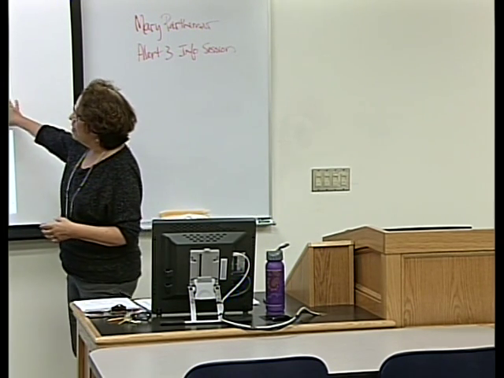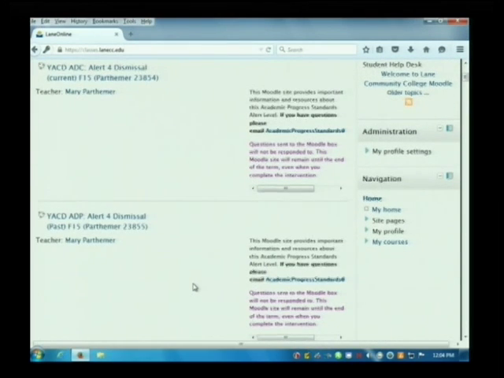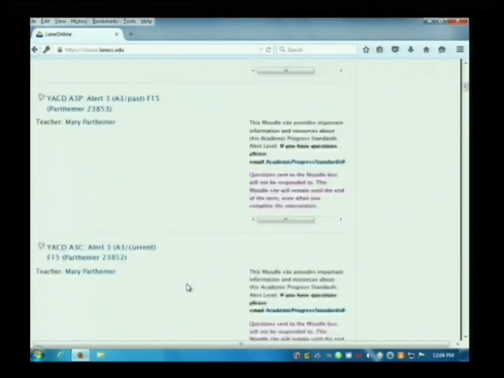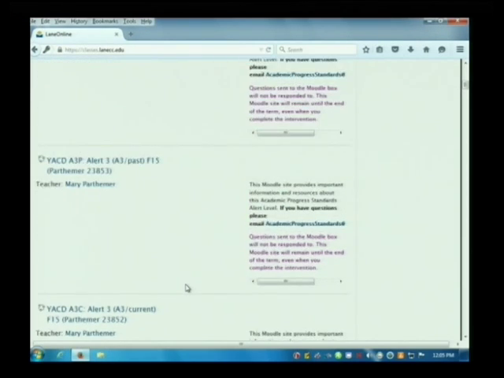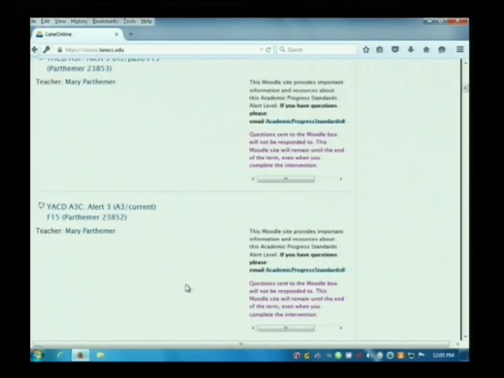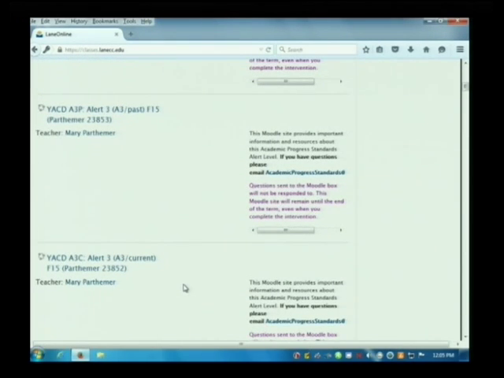I wanted to start here with the Moodle courses because you all should have an Alert 3 Moodle class on your Moodle, and there's lots of information there. So one thing that you're going to want to check out and make sure that you have after today's session is this course, and it will be one of these two. And it doesn't matter which one you're in because both of them have the same information. So we're going to start right here.